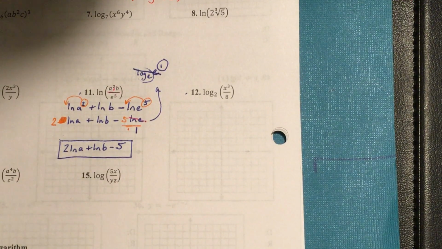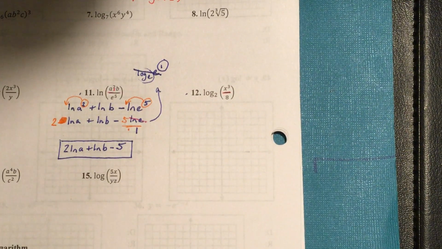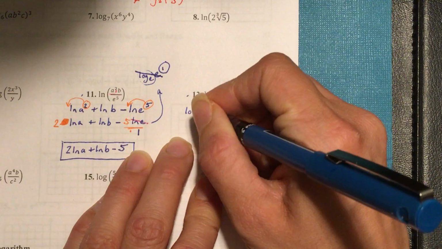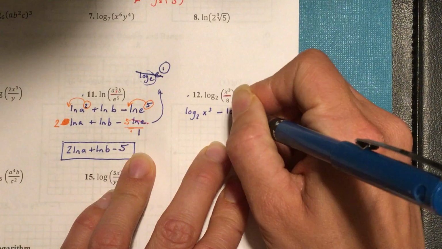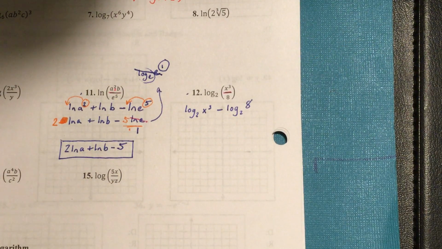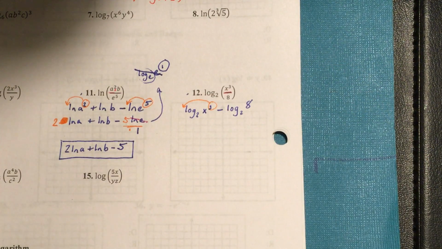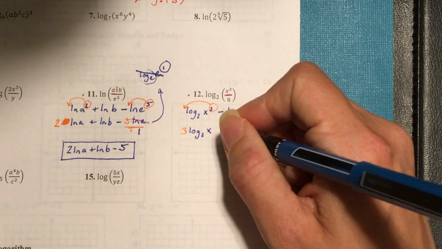So we are expanding. So our first step is we're going to take the division in the answer part of the log and separate it by subtraction of logs. So log base 2 of x cubed minus log base 2 of 8. So expand everything on the land. We're going to use that weird property that allows us to move that 3 out in front as a coefficient. So 3 log base 2 of x.